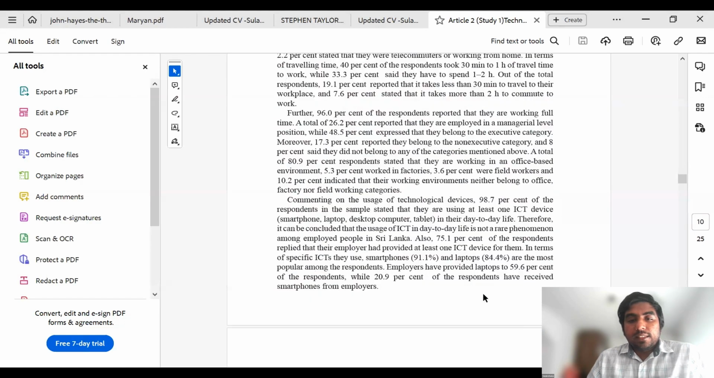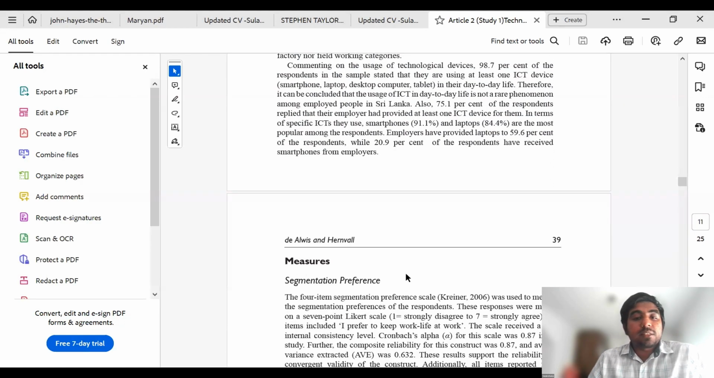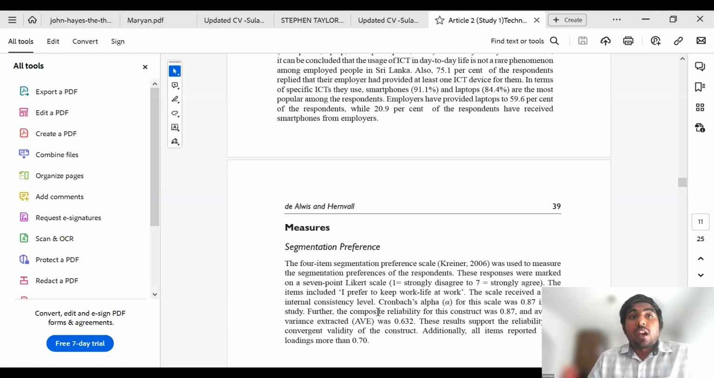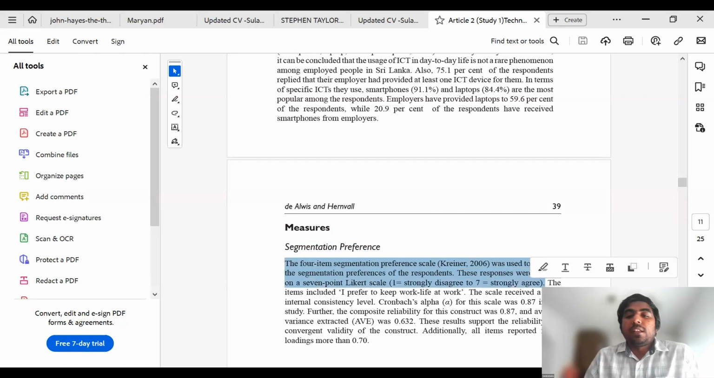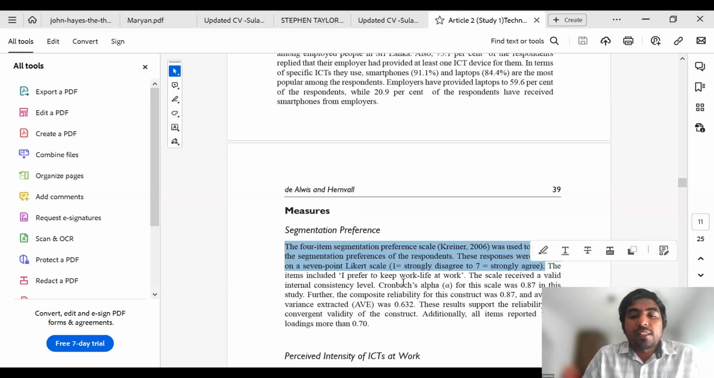And then measures. Measures means how did I measure my variables? So basically, how did I develop questions for my questionnaire? So you can see here, for each variable, how I developed the questionnaires. I used other research papers to develop the questions. So I have mentioned that.